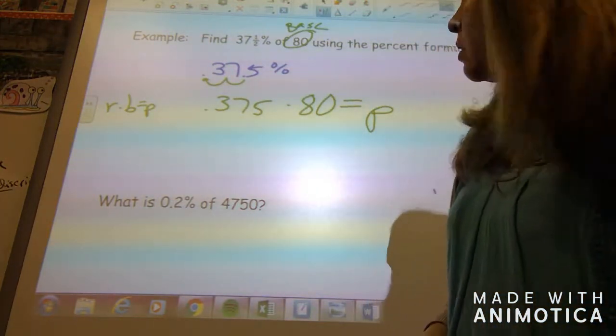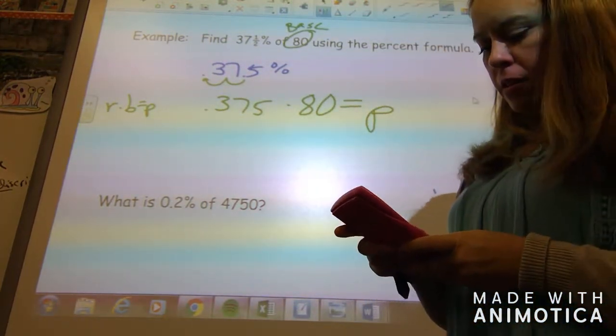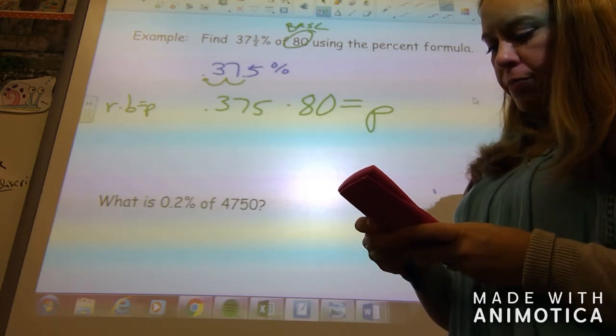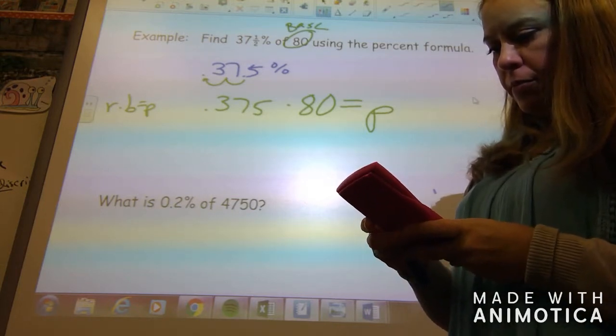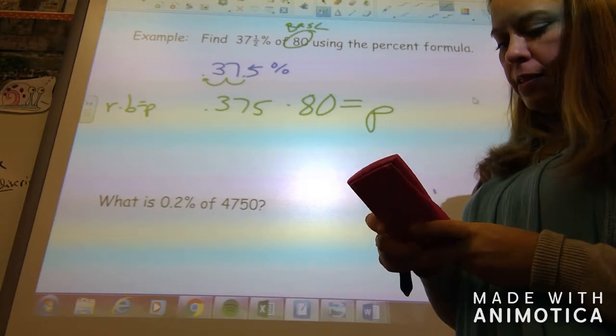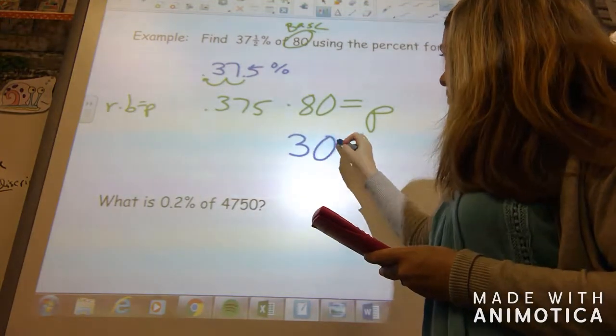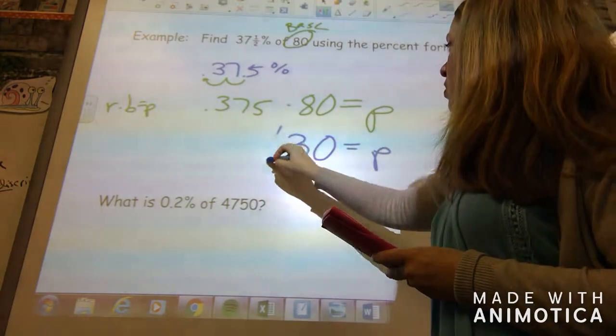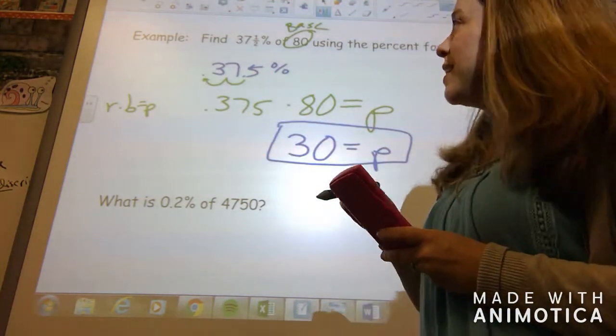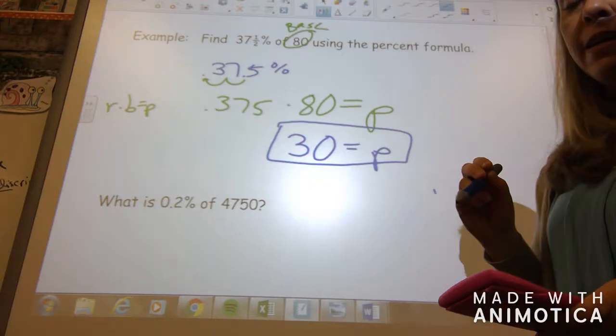Okay, so 80 times 0.375 will be 30. So 30 is 37.5% of 80.